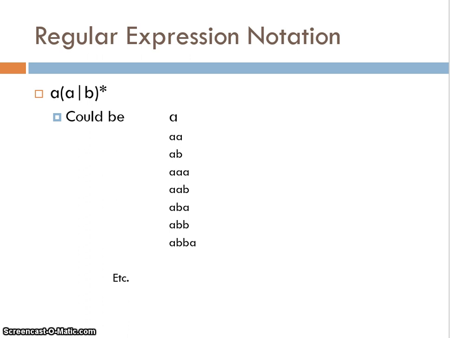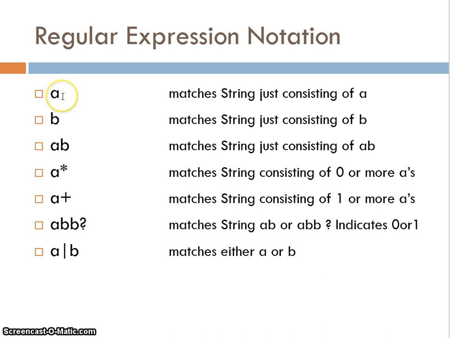In terms of regular expressions, if we have a letter on its own, that means it must consist of just that letter. It must match that. It must have AB. A star after a particular letter or symbol means zero or more occurrences of it, and if we put it in brackets, it applies to everything in the brackets. A plus means there must be one or more occurrences. A question mark means zero or one occurrence, and the pipe is an or.